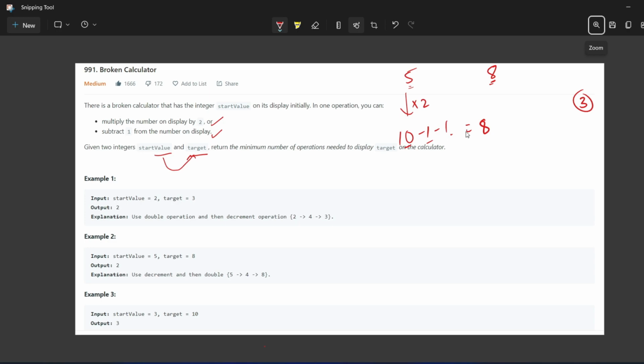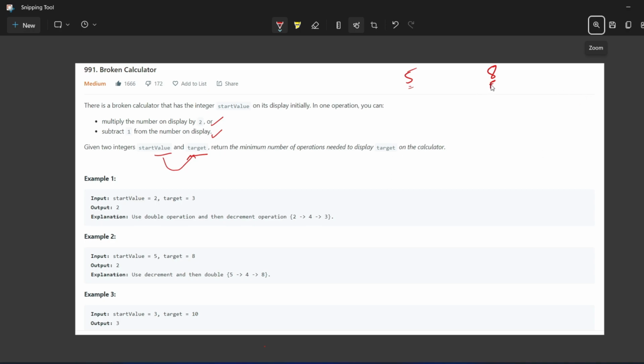But for this I have one more solution: minus 1 gives 4, and then times 2 gives 8. So this will take only 2 steps. So our greedy approach will not work. We are not able to recognize when to do multiplication or when to subtract. So let's think backward, let's think of converting the target to the start value, and see if we can draw any conclusion from there.